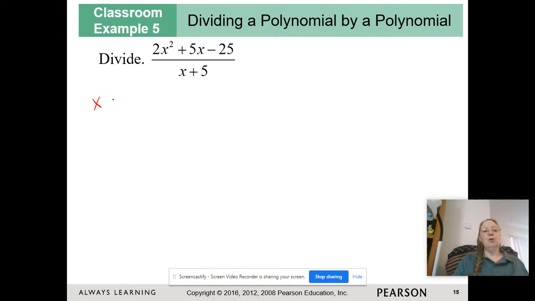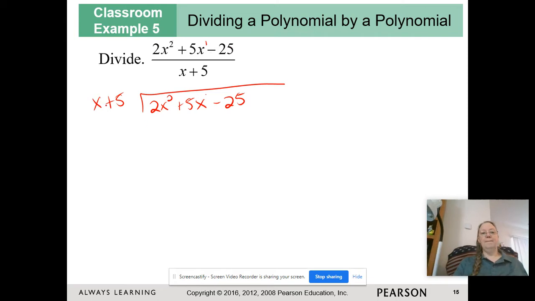So what we're going to do is make sure that our polynomial is written in descending order and that there's no missing terms. Okay, so my highest power is x squared. So if I have an x squared, I have to have a term that is x to the first power, which I do. So I've got that one. And then I also have to have a constant, which I have.